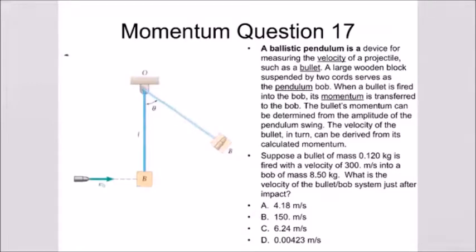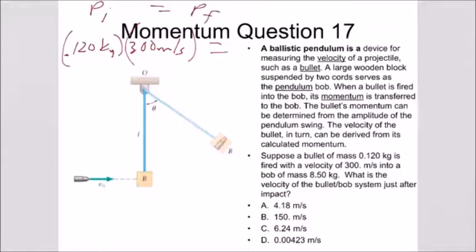So the momentum of the bullet is 0.120 kilograms of mass times the velocity of the bullet. The bob initially doesn't have any momentum, so this is our initial momentum, and that's equal to the final momentum, which is going to be equal to the combined mass of the bullet and the bob, so that's going to be 8.62 kilograms times some speed, which we don't know.